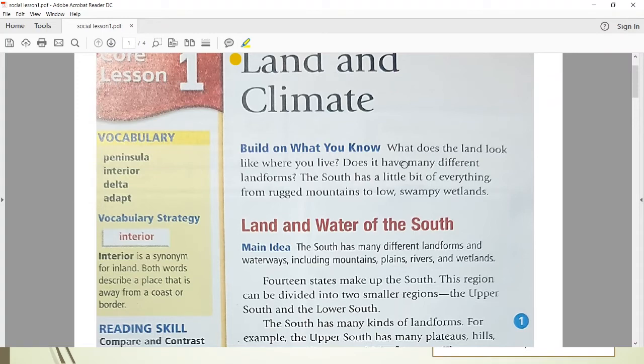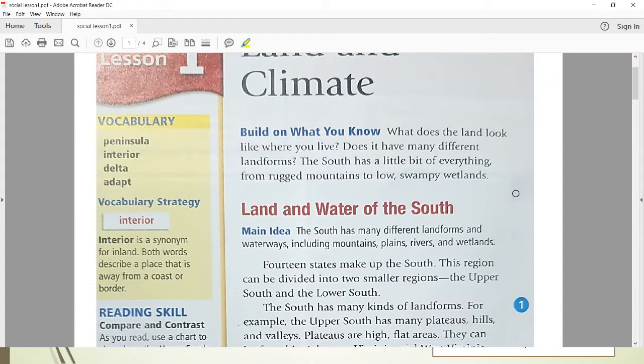So, build on what you know. What does the land look like where you live? We live in Qatar, actually. So, the land and climate here: the land is actually a desert area, a biome of desert. And most of it is flat area, maybe sand dunes.